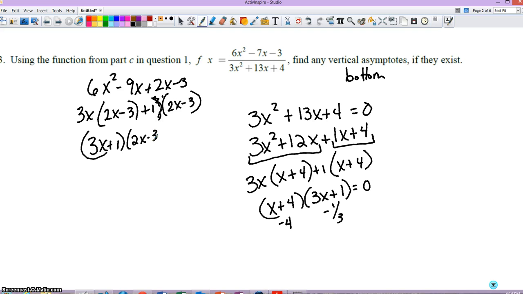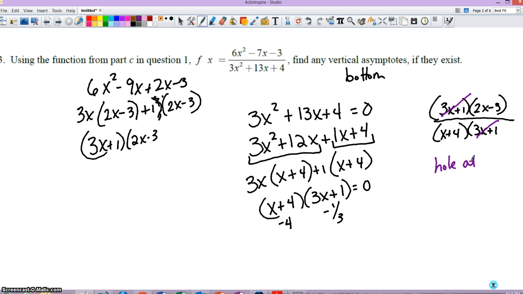So ultimately what you have is 3x plus 1 and 2x minus 3 on the top, and on the bottom you have x plus 4 and 3x plus 1. The 3x plus 1's cancel out and make a hole. So there's a hole at x equals negative 1/3, and the vertical asymptote is at x equals negative 4.